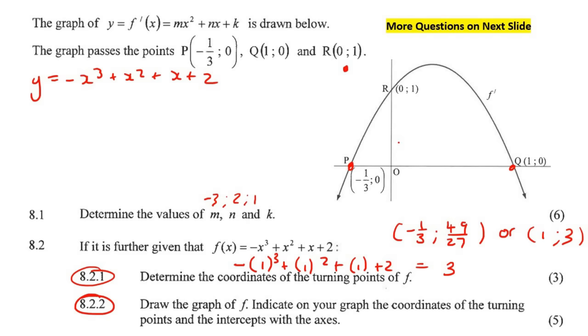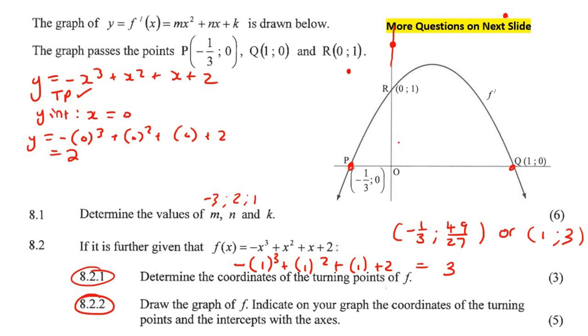1 and 3 would be quite high up. It would be like over there, for example. Let's just put this one a bit lower down. Over there. Okay, so we've got the turning points of this graph. Let's go find the y-intercept. To find the y-intercept, you make x equal to 0, and that'll give you 2. So the y-intercept will be at 0 and 2. So that would be over here. And then let's just fold these in properly. 1 and 3, and then negative a third and 49 over 27. Okay, so we've got all of that.